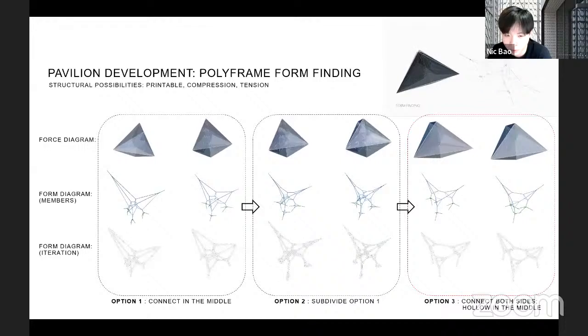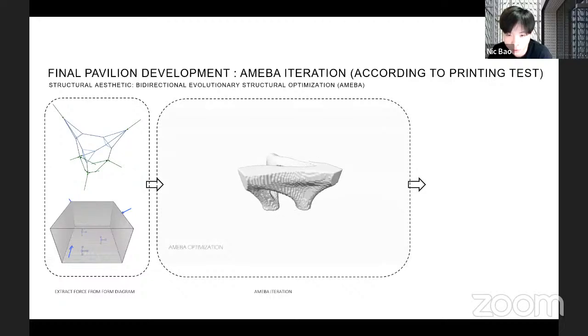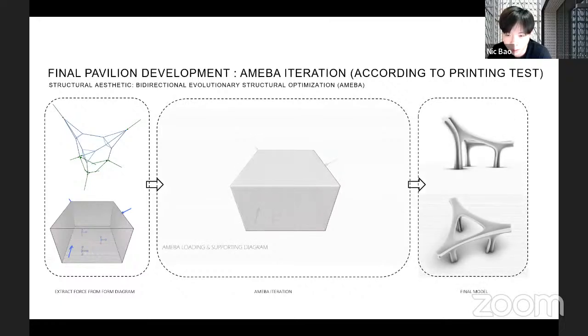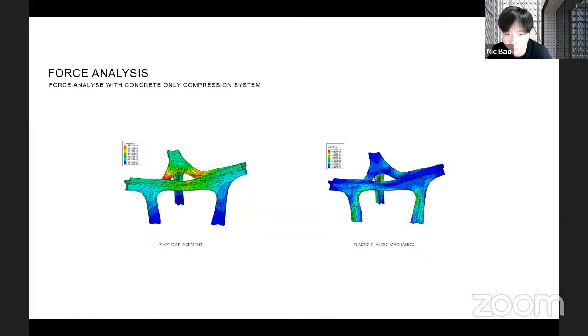Firstly, students designed using the polyframe design for the overall form finding of the skeleton. Then later we used topology optimization to help with material optimization and reduce some unnecessary materials. So you can see the setup for the topology optimization method working on this project. And later the project was finalized for 3D printing and checking the force analysis.